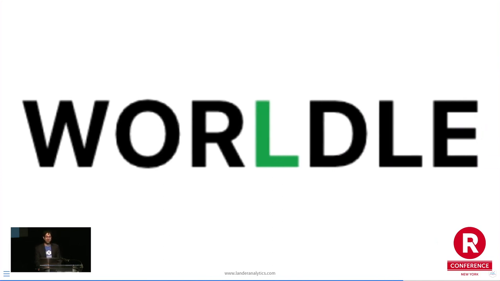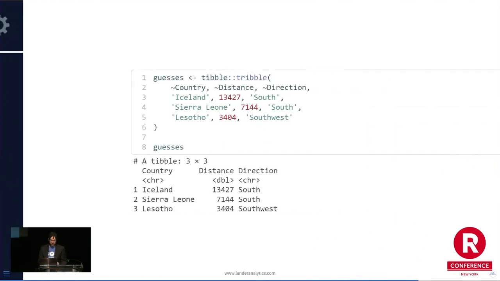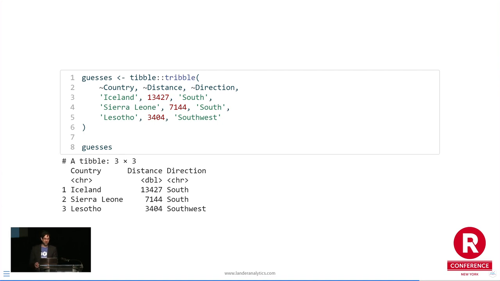This is a Wordle clone where they show you the outline of a country, and you have to guess what the country is. And every time you get a wrong guess, they tell you the distance to the correct country. It's measured from the center of the wrong guess to the center of the correct country, and they tell you which direction, generally northeast or south or southwest. They give you the general direction of where you're going. So I have no clue what country this is. So I just started guessing. Iceland, I was 13,000 kilometers away. Sierra Leone, 7,000 kilometers. Lesotho, 3,000 kilometers. I'm getting closer, but I can't find this place.